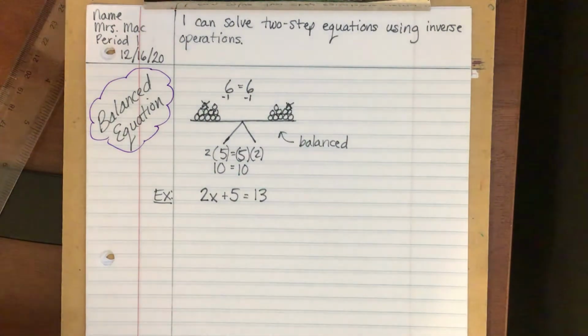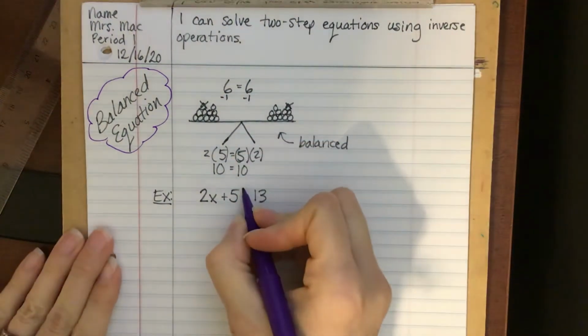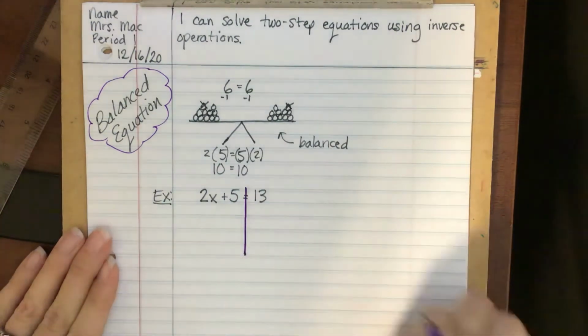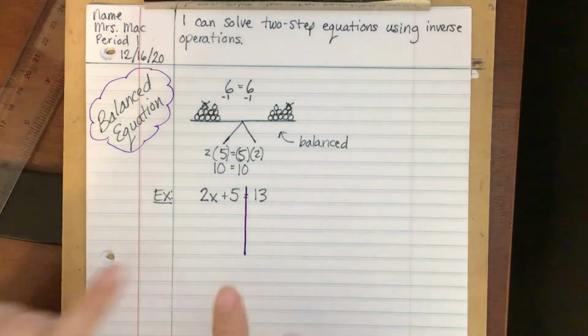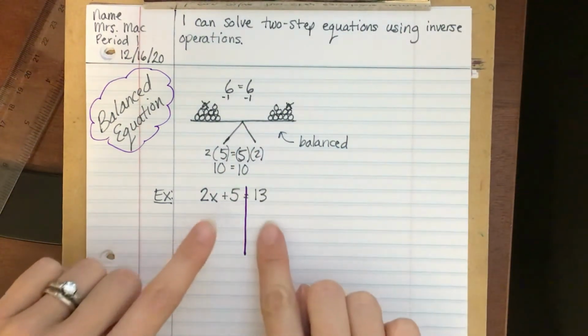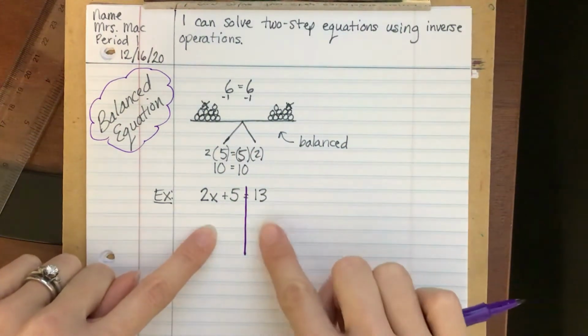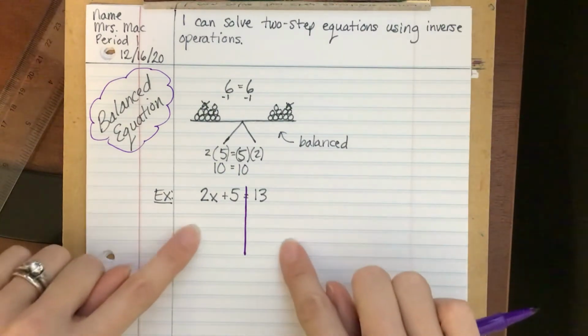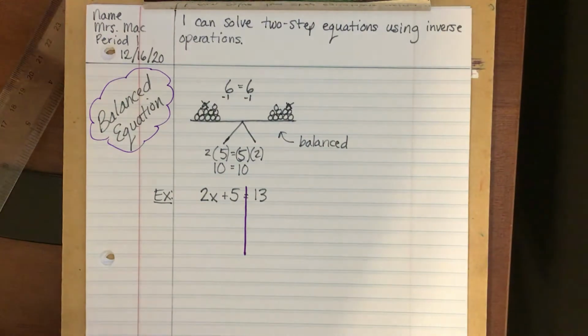Okay, so what I like to do on my equations so I don't forget to keep my equation balanced is I draw a line down my equal sign. Straight down like that, okay? And then I think of this as like the point on the balance. So what I do to this side of the equation, I have to do to this side also. So both sides have to get everything done to it, basically.